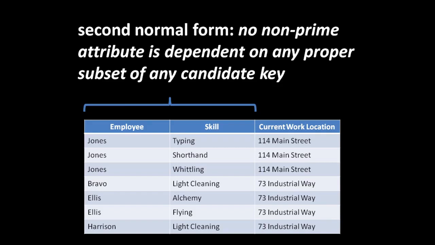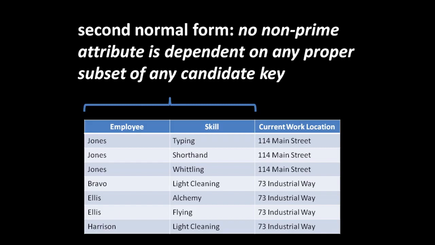So to ask if this table conforms to the second normal form, we ask, is the current work location column dependent upon either the skill column or the employee column? And the answer is that the current work location is dependent upon employee, because presumably it's something that corresponds to the employee. One employee has one current work location, right? So this is no good. We have a non-prime attribute which is dependent upon a proper subset of a candidate key.